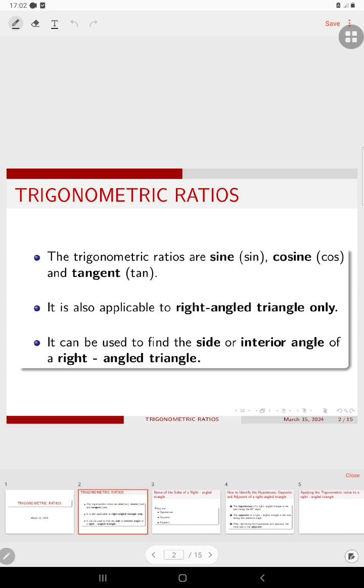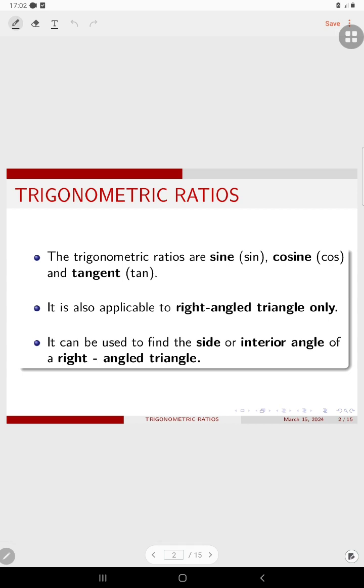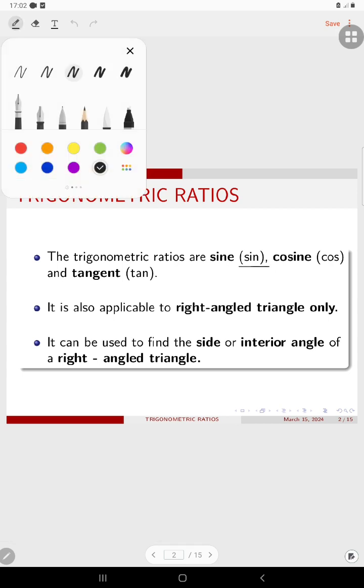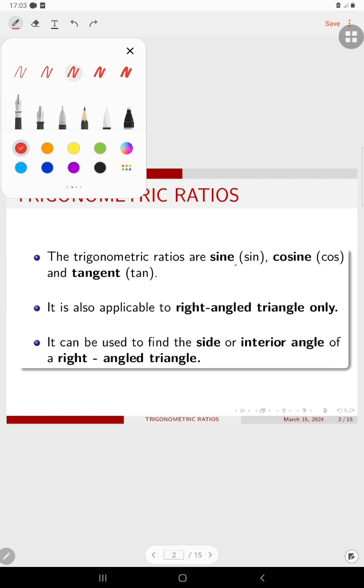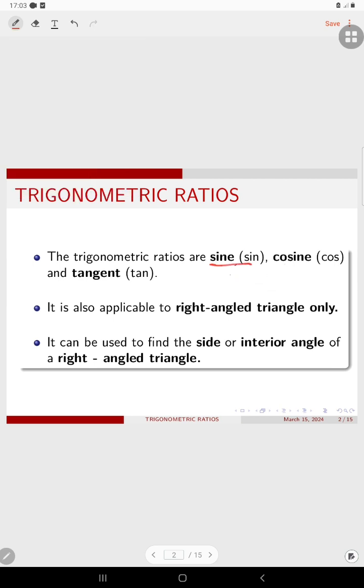And these ratios are sine. It is spelled s-i-n, but it's not pronounced sin, it's sine. So the ratios are sine, cosine, tangent. Sine, shortened as sin, cosine, shortened as cos, tangent, shortened as tan. These three are what we call the trigonometric ratios.